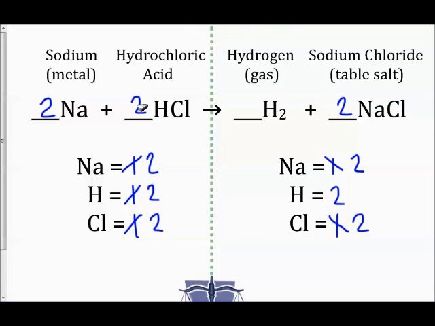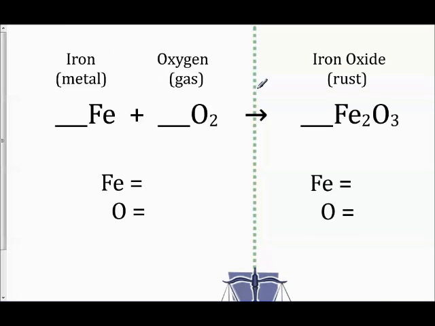Okay, now, it's not always a 2. It's not always 2s and 1s. Sometimes what you end up with is something a little different, and this one's a little trickier. So let's go through the thought process on this one, and this will be our final one we do together. Here we have iron and oxygen creates rust.